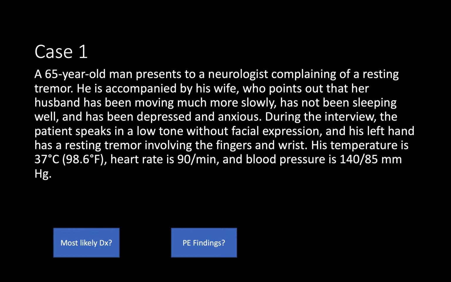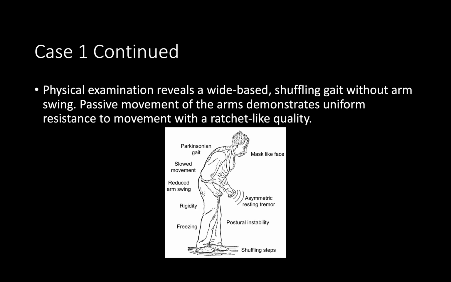Yep. So you mentioned the cogwheel rigidity. You mentioned the shuffling festinating gait. And another thing that you can look for is these patients really don't move their arms when they walk. They're very stiff and they don't move their arms as they're walking around. And so for this patient, a physical exam reveals a wide-based shuffling gait without arm swing. Passive movement of the arms demonstrates uniform resistance to movement with a ratchet-like quality.